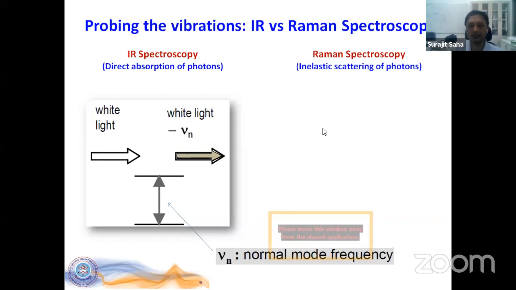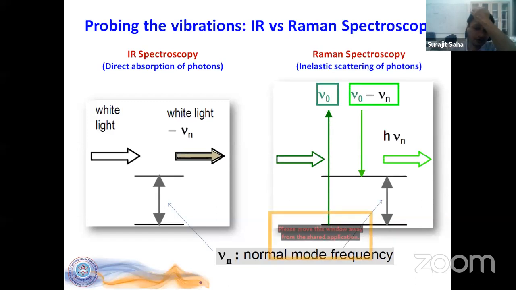Now coming to Raman scattering, or Raman spectroscopy, similarly I draw only two states: one is the ground state, another is the excited state. Here the process is very different. It's not the absorption phenomenon that happens in IR spectroscopy, but a scattering process. So when I say scattering process, there are processes involved that happen here.